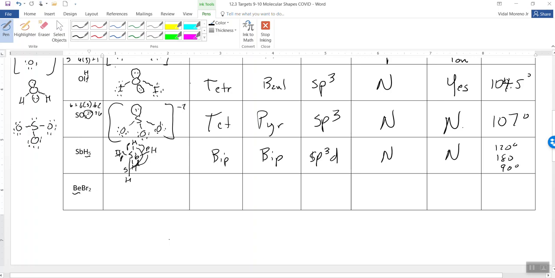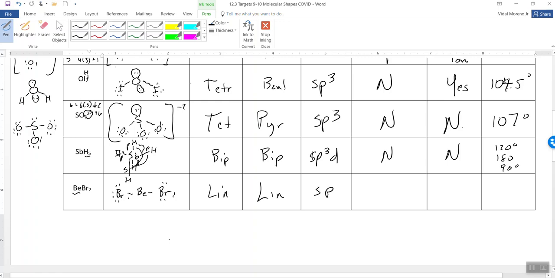Beryllium, alarms going off. Beryllium is a metal, but beryllium can act as a non-metal because its electronegativity is high enough to be able to bond covalently, but beryllium only needs 4. It's an exception to the rule. Perfect. Linear. There are other linears, but they belong to different families. You will learn that in AP Chemistry.